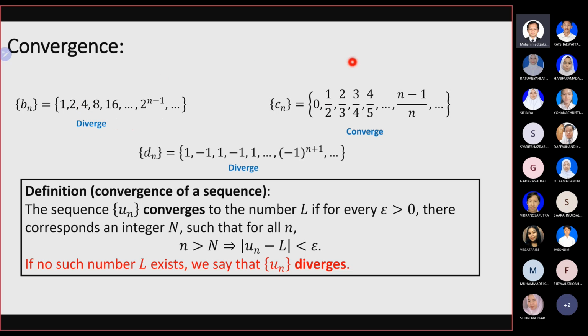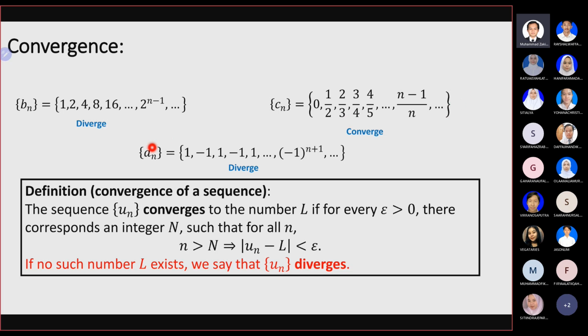But if we take a look at this next sequence Cn, 0, half, 2/3, 3/4, 4/5, and so on, which is written by this rule, n minus 1 over n, we see that if n goes to infinity, the number will go to 1. So in this case, we can say that the sequence converges to a number that is 1.